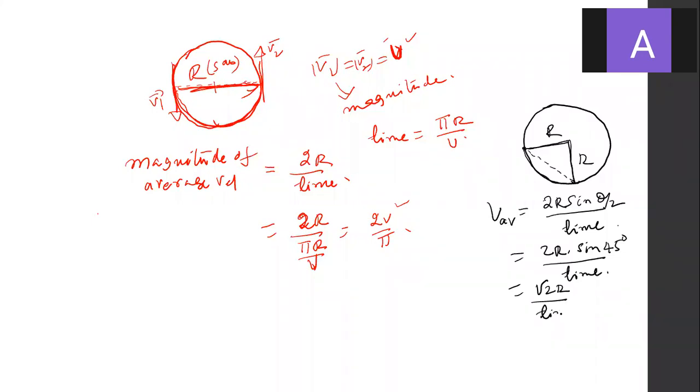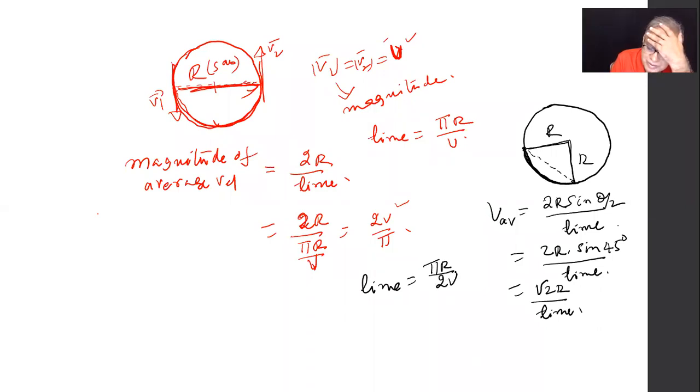You remember, this time cannot be kept like this. Time we should write in terms of v. Time equals simply distance by speed. Distance is pi r by 2, so time is pi r by 2 by v, that is pi r by 2v.